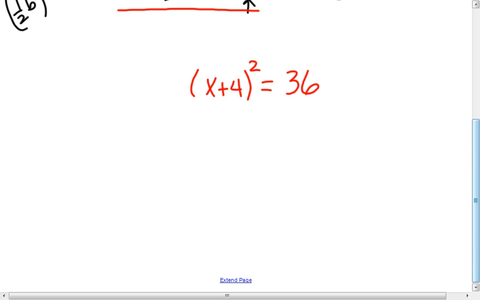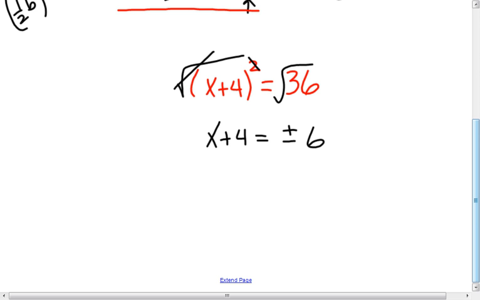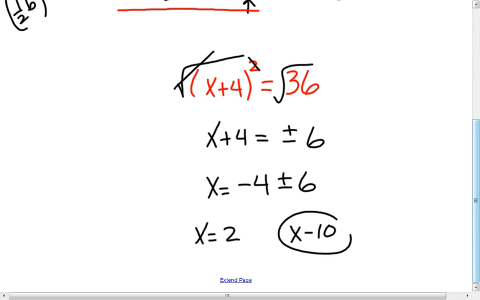Now I can solve this by simply taking the square root of both sides. That will undo itself, and I will have x + 4 equals the square root of 36, which is 6. But remember to put the positive and negative in front. Then I'm going to subtract 4 from both sides, so I will have negative 4 plus or minus 6. One of those is negative 4 plus 6, which is 2, and one is negative 4 minus 6, which is negative 10.